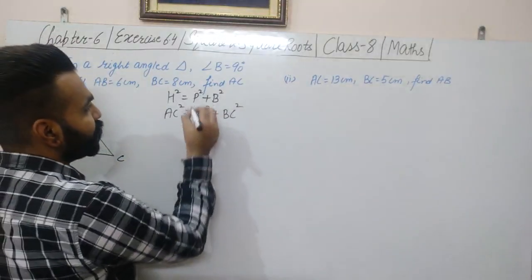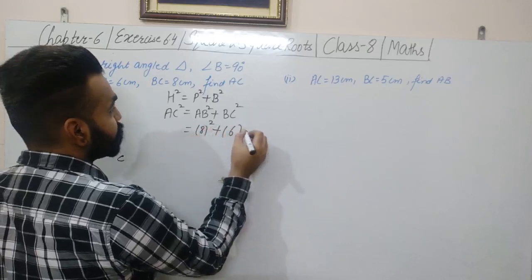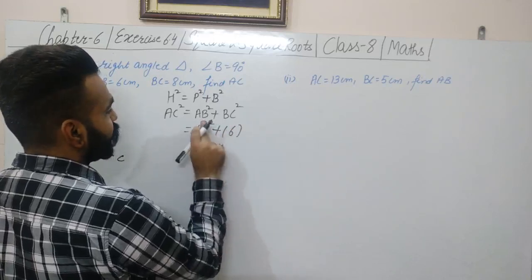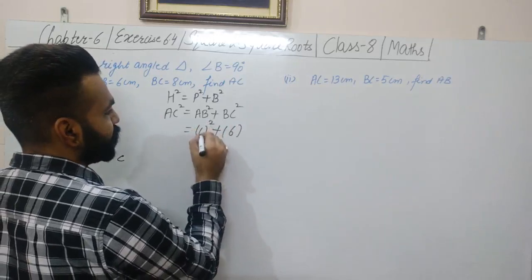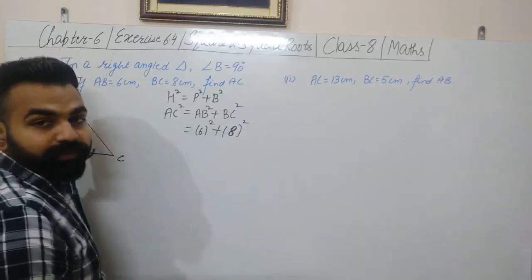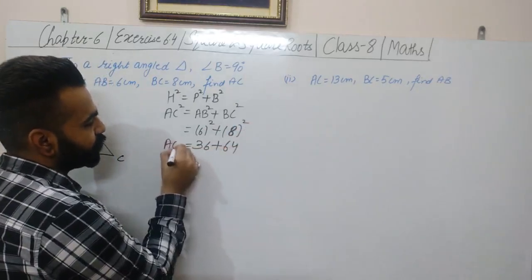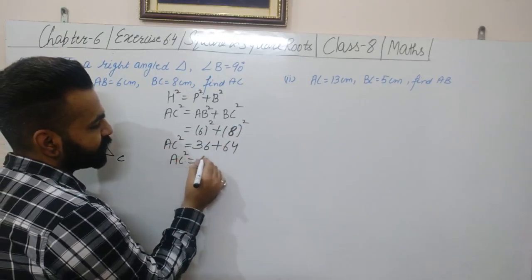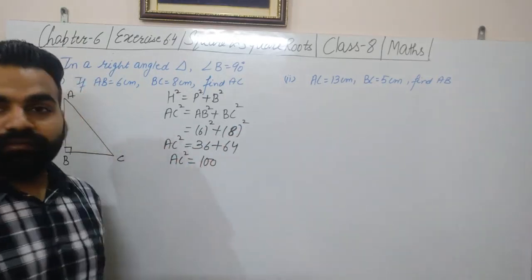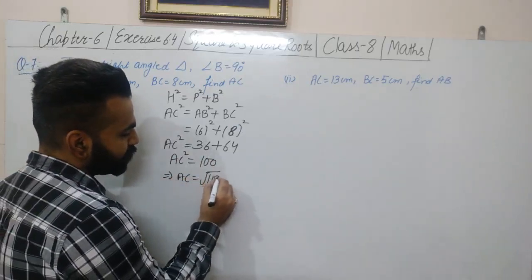So now we know the value of AB and BC. So put the value of AB and BC. Sorry, AB is 6 and BC is 8. So this will be 6 square plus 8 square. So this is equal to 36 plus 64. So AC square is 100. Now what will be the AC? AC will be the square root of 100.